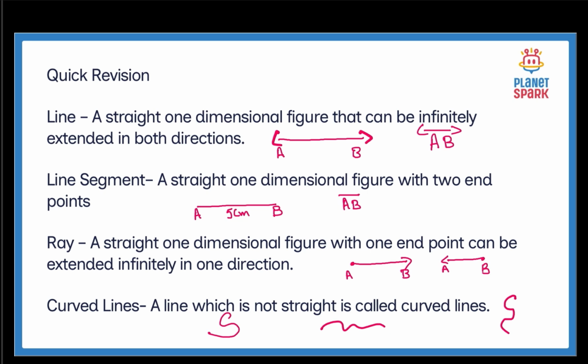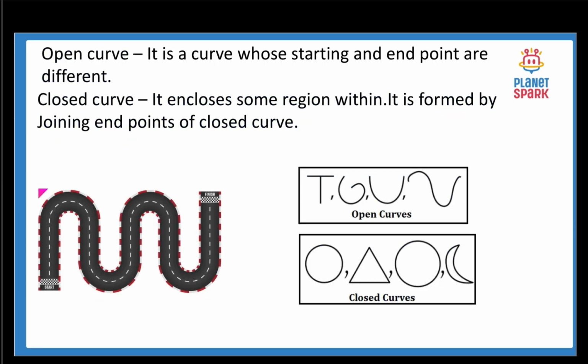Now further we are going to study about different types of curves. There are two types of curves, open curve and closed curve. An open curve is a curve whose starting and end point are different. They are not the same. If you look at the figure over here, there's a track being made. It's a zigzag shaped track. It's a curve. S is an open curve because the starting and the end point are not the same.